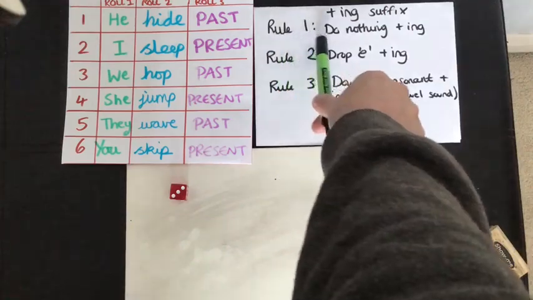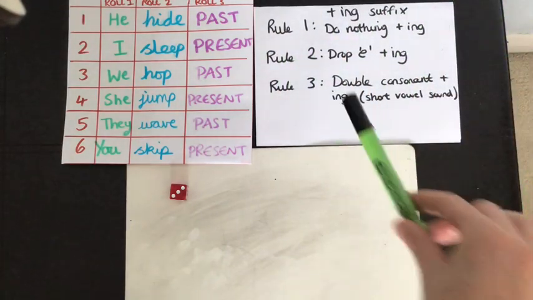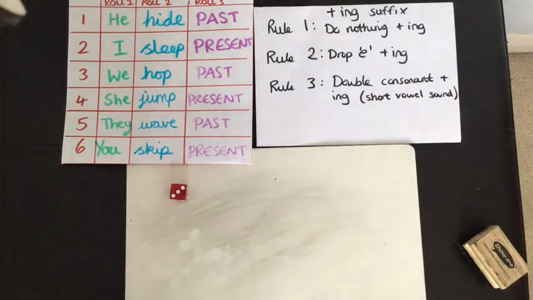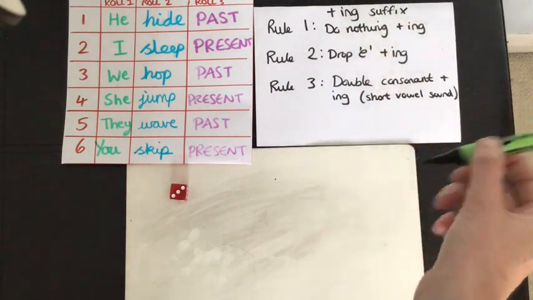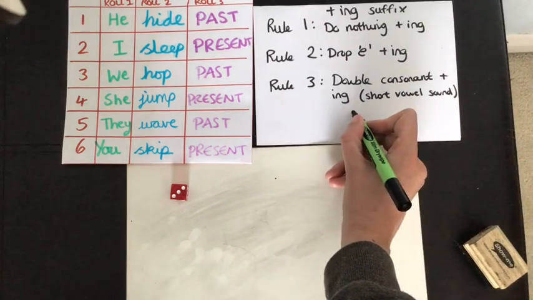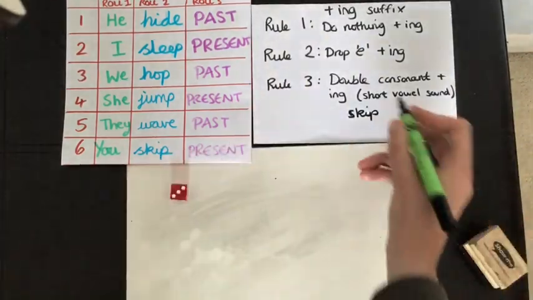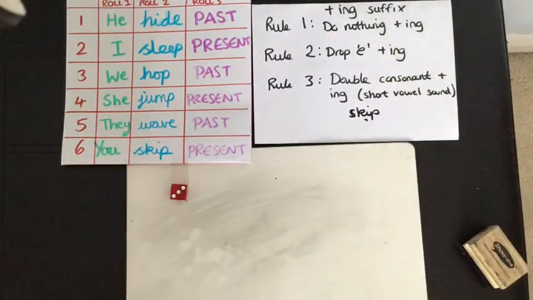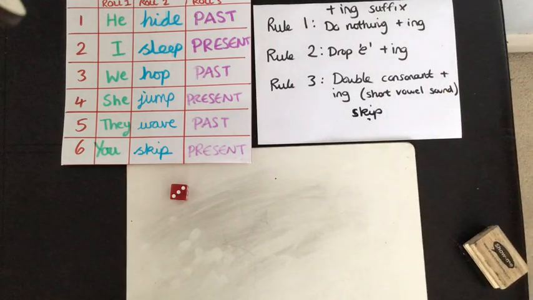So the first rule is when you see a verb, we just add our suffix ing. We do nothing, we just add ing. Our second rule, when a verb ends in an e, we have to drop the e and then add ing. And the third rule, if our verb has a short vowel before the last consonant, so for example the word skip, that i is a short vowel sound, it's an i, not an i. We have to double that last letter, double the last consonant before we add our ing to it.